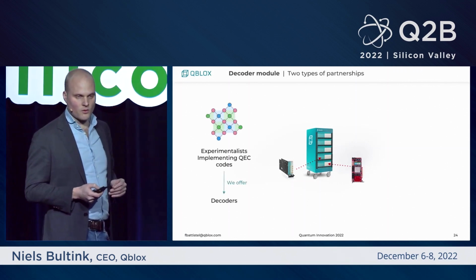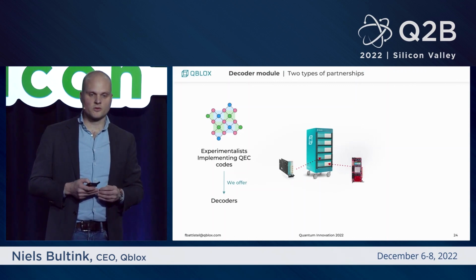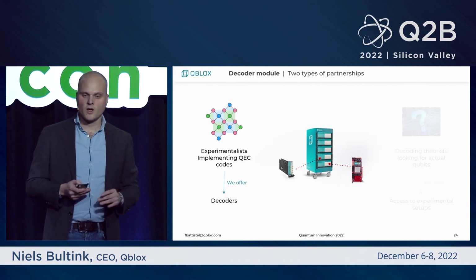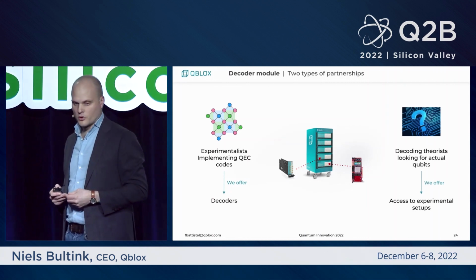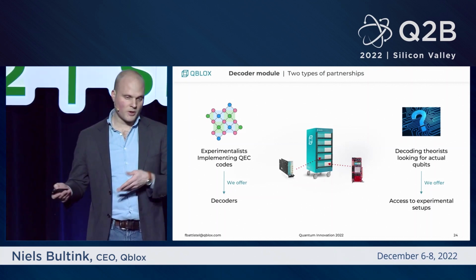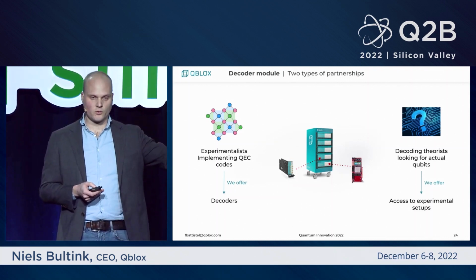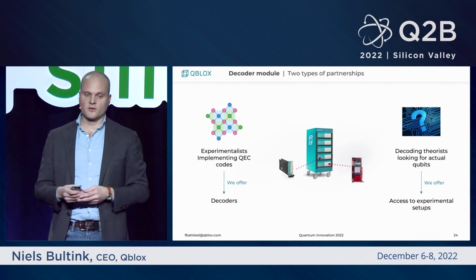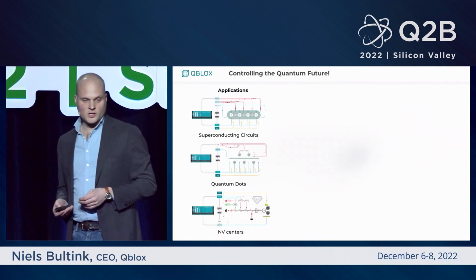So what do we offer as Qblox? We're very good at channeling all these measurement results to a central decoder part. What others in our community are very good at is developing these decoders. So we work together with a lot of decoder experts, both academic and corporate, to offer them access to the best experiments in the world. To the experiments, on the other hand, we offer the best possible decoders that our other partners have. So that's how we operate.